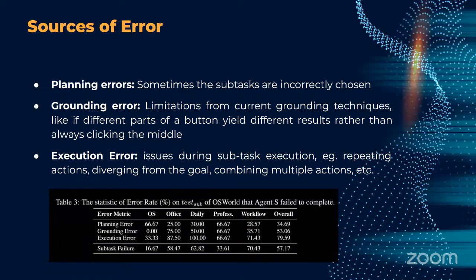And then a more broadly defined execution error. So these are issues that come up during subtask execution, like the subtask diverging from the goal, combining multiple actions in a way that is not well defined, or occasionally just getting stuck in repeating actions, which as a member of the web agent project team, we can confirm is a common issue that these agentic frameworks can have.